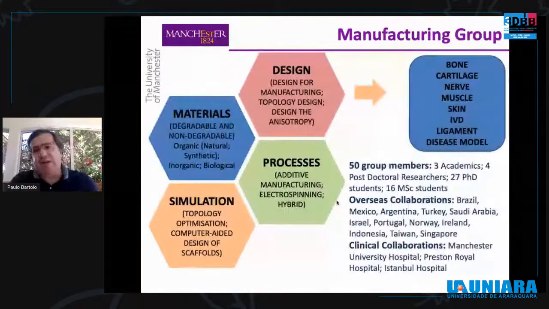And finally, I'm leading a group of 50 members, academics, fellows and postdoctoral researchers, PhD students and MSc students, focusing on biofabrication and medical engineering, broadly, doing research in terms of advanced materials, mostly degradable materials, but also some research activities around non-degradable materials, using a wide range of additive manufacturing, but also non-additive and hybrid technologies, focusing on design issues and simulation issues, for a wide range of applications such as bone, cartilage, nerve, muscle, or skin regeneration. In all of these duties, additive manufacturing is the core technology.